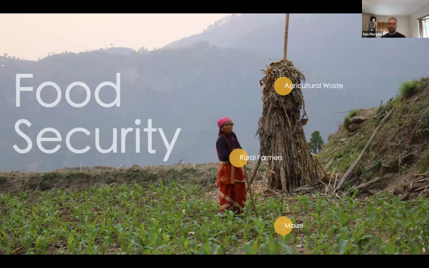So who are we doing it for? Basically, we're doing it for rural farmers. We're looking at a range of crops from maize to root vegetables and different types of bushes and trees as well. What we're taking is agricultural waste or organic waste, and we're converting this into biochar to help improve food security and food quality.